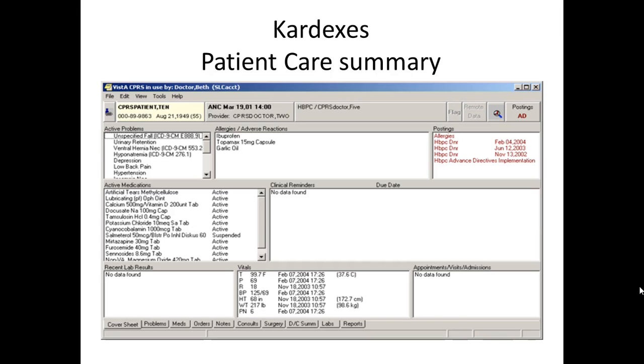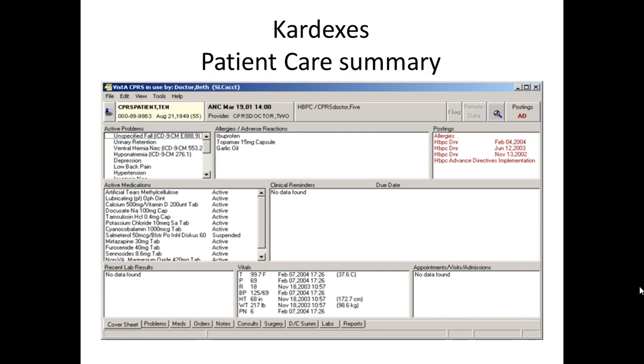Next, we have something that can be called two different things. It can be called a Cardex or a patient care summary. In the paper environment, it's called more of a Cardex. And we have paper environments in our long-term care facilities or our assisted living facilities will have Cardexes. Most of our hospitals are now computerized. They have electronic medical records, and we call them patient care summaries.